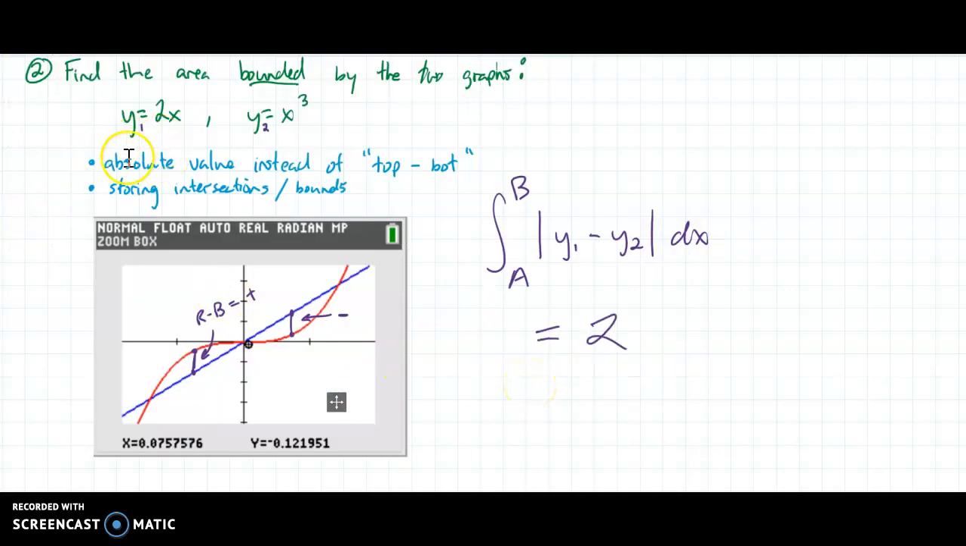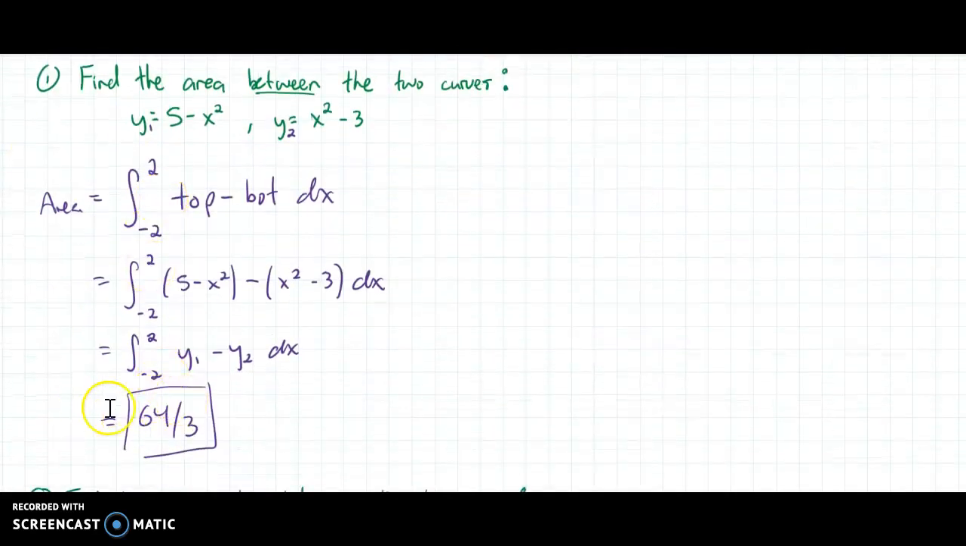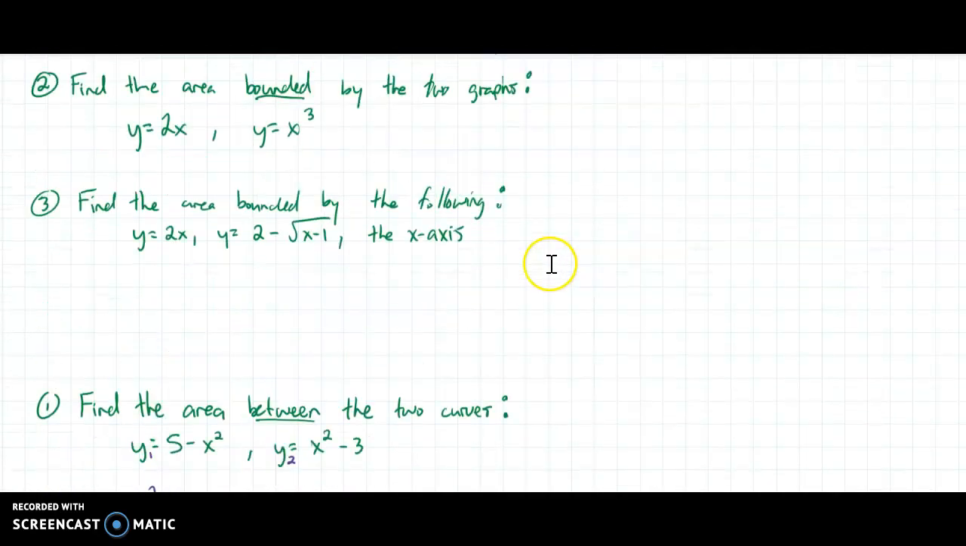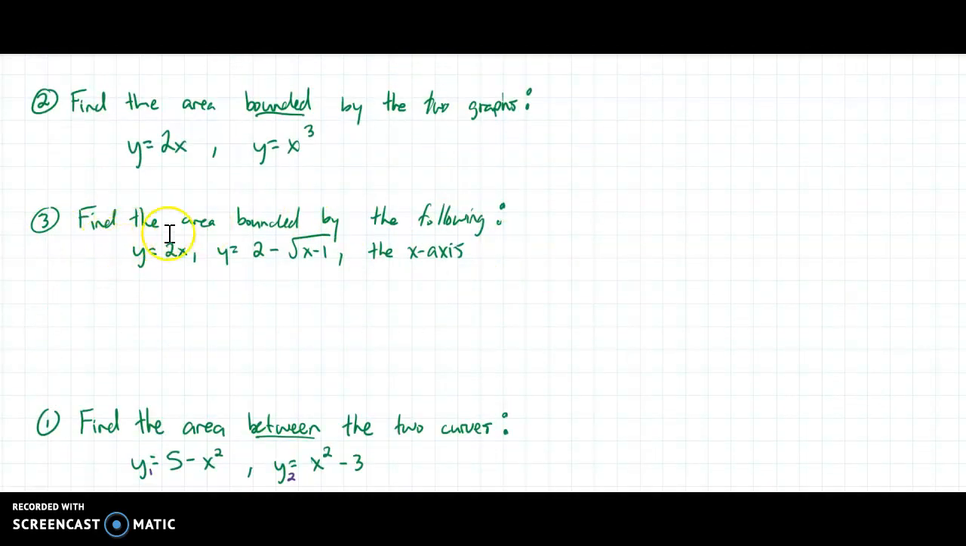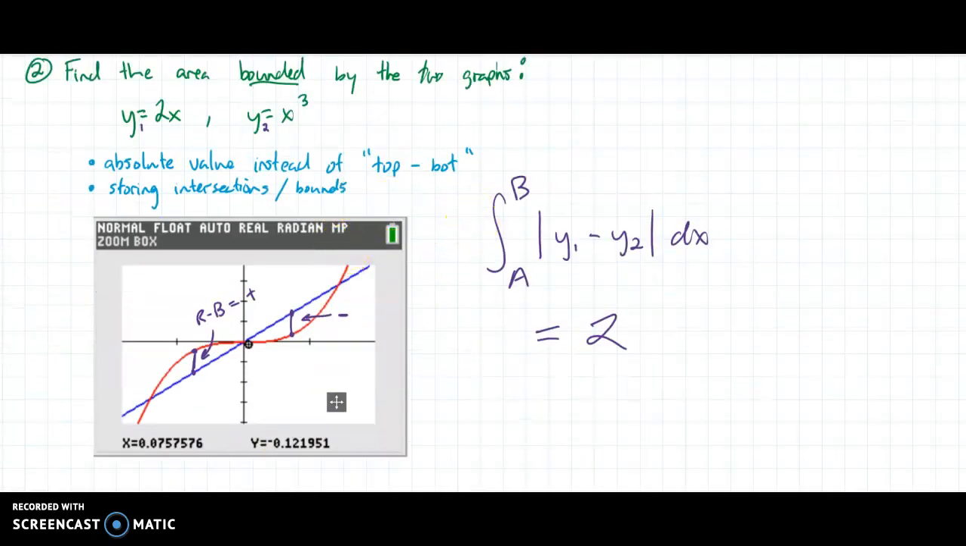So hopefully you see how to use absolute values instead of the top minus bottom, and you see how to store intersections and bounds and use them as bounds with this A and this B. And you also see how to use that math frac and figure out what the top is and what the bottom is. In the next video, I will do this one right here, which is I'm going to integrate with respect to a variable other than x.